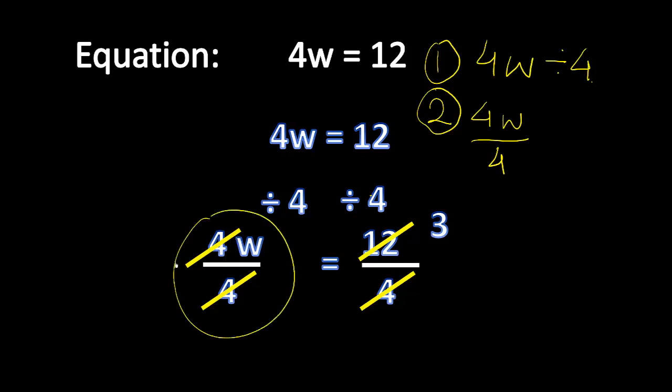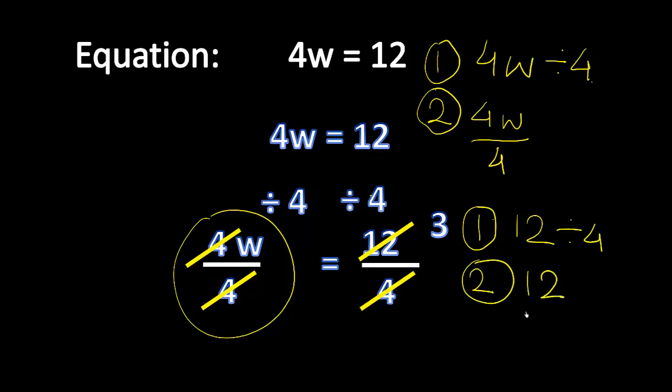Now you might be thinking what this yellow line is doing over here. Actually, we're cancelling out 4 as they're both the same number, which leaves w. And now over here we have 12 by 4. So the first way of writing this was 12 divided by 4, and the second is 12 by 4.